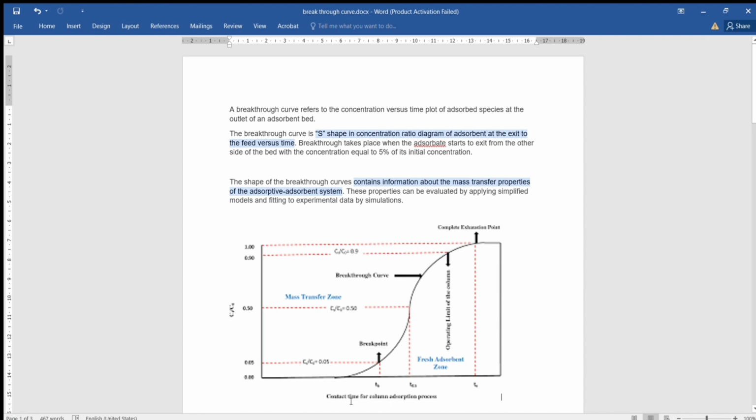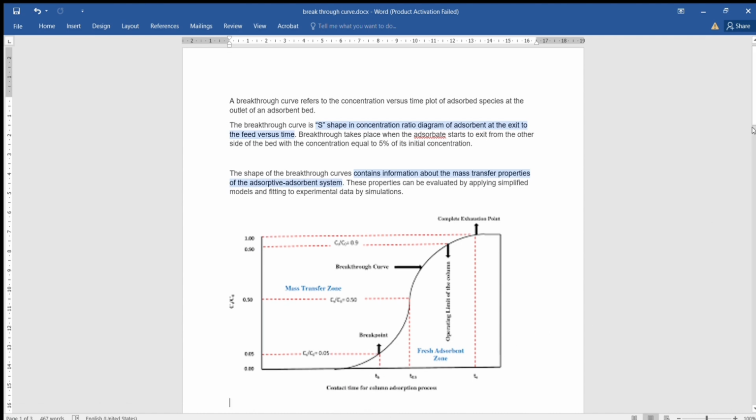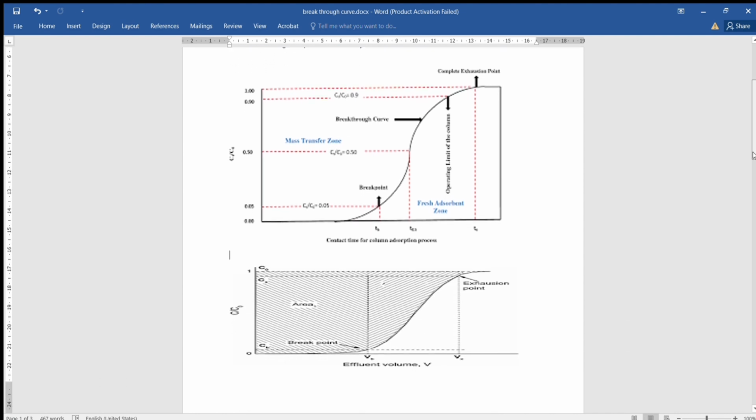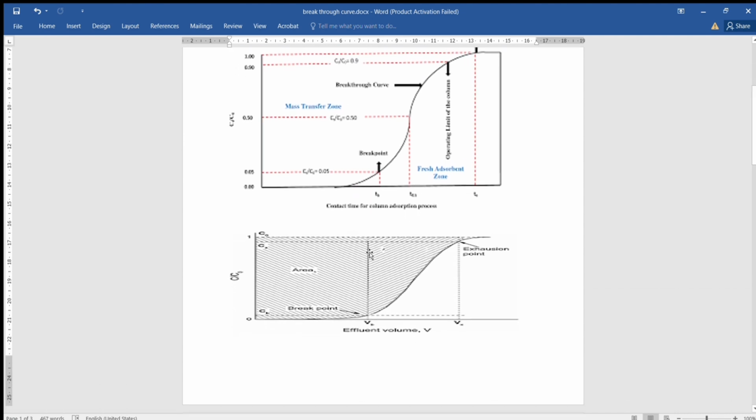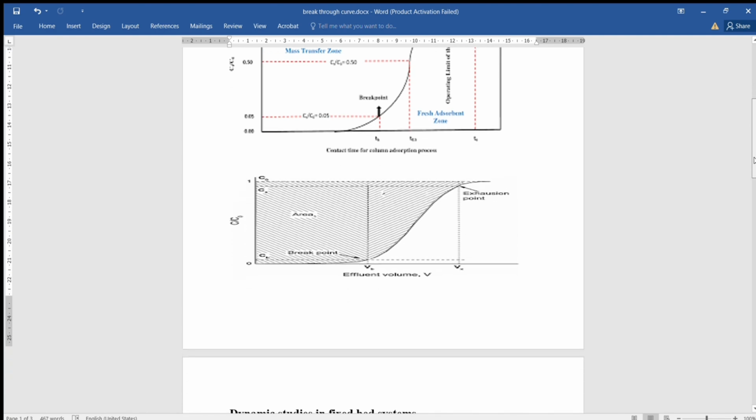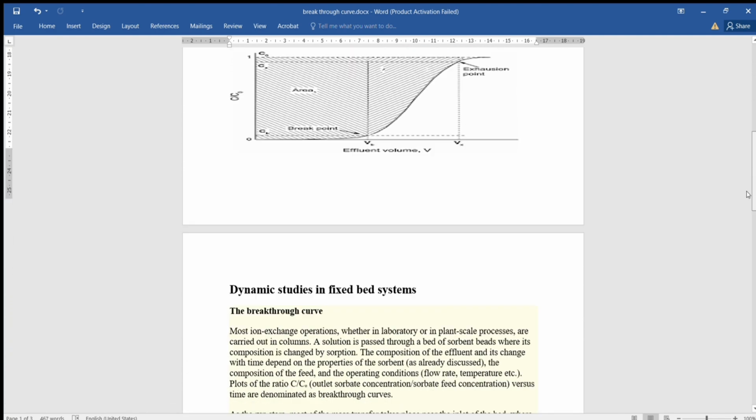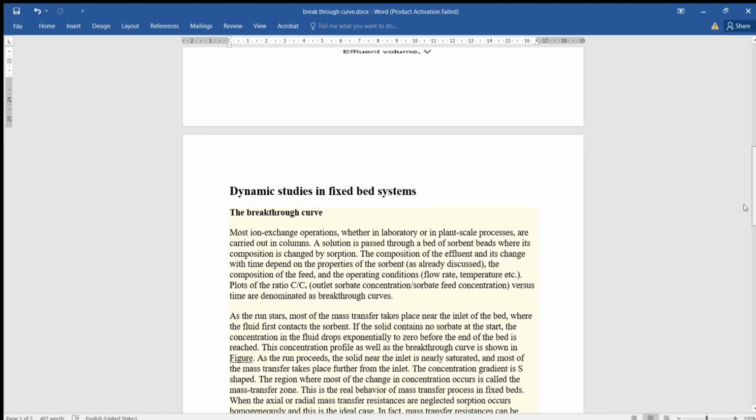And this x-axis usually starts to increase, and then here this is a break point, and this time usually refers to the time, or you can say the volume of water that is going to be treated. Here you can see this area and this area. This is my exhaustion point, and here this is almost equivalent to 1, and this is initially 0, and the x-axis can also be called effluent volume. So this is also called the dynamic studies in fixed bed systems.